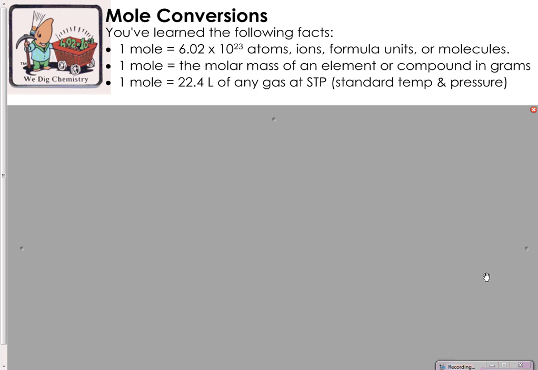You know that a mole is a counting number, and it can represent a few different things. One is that it is 6.02 times 10 to the 23rd atoms, ions, formula units, or molecules. You also know that 1 mole is the same as the molar mass of any element or compound in grams, and you can find that on your periodic table. And then the last thing that you've learned is that 1 mole is equal to 22.4 liters of any gas at STP, standard temperature and pressure.